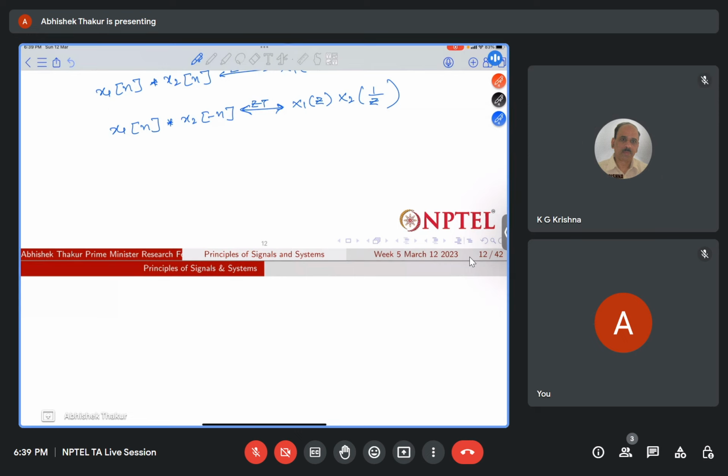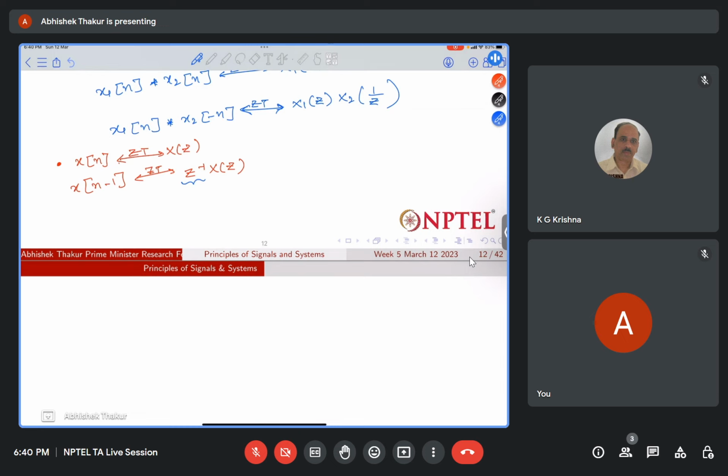Also, one of the very important properties is used mostly in GATE questions, most of the questions in control systems too. If the Z transform of x[n] is X(z), then we can also prove that the Z transform of x[n-1] will be z inverse into X(z). So whatever is the difference here, we will keep the power of z accordingly. This is very important with respect to GATE questions.